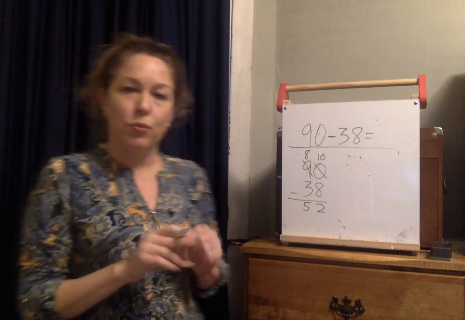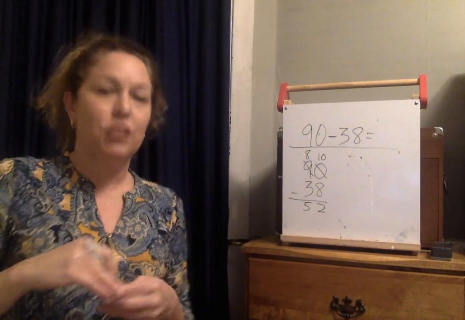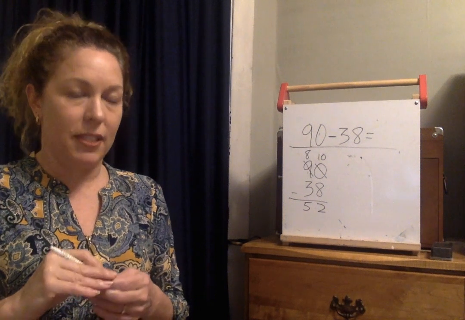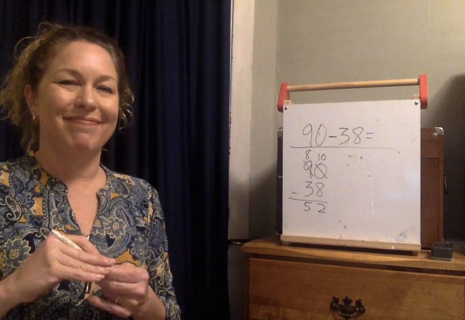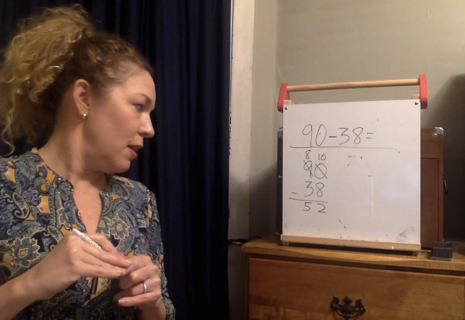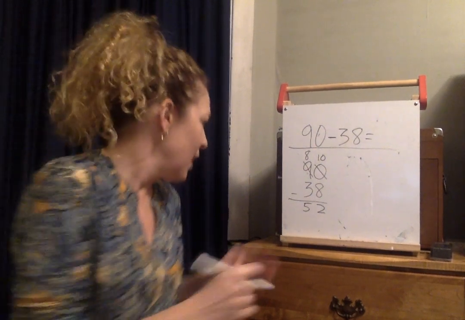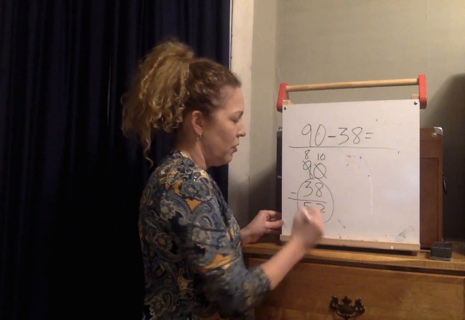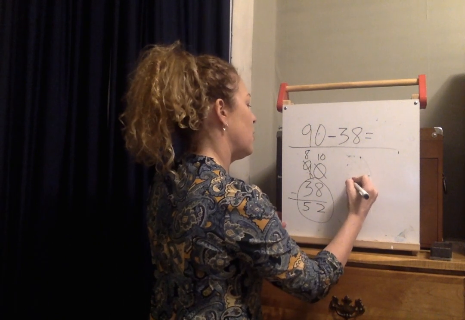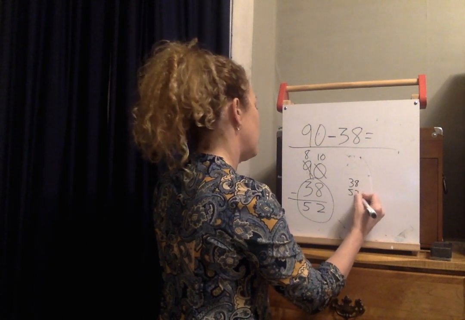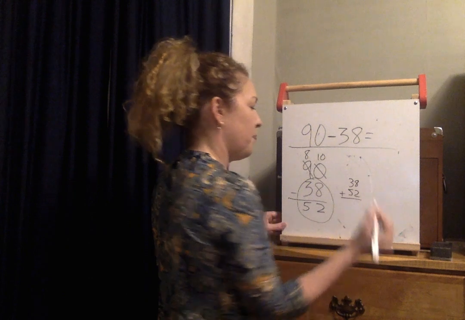So which two numbers would you add together to check to see if you did this correctly? Pause it, figure it out, and then, okay, are you back now? Okay, good. All right, so you would have added 38 plus 52. Does it matter which one's on top? With addition? No, it doesn't.